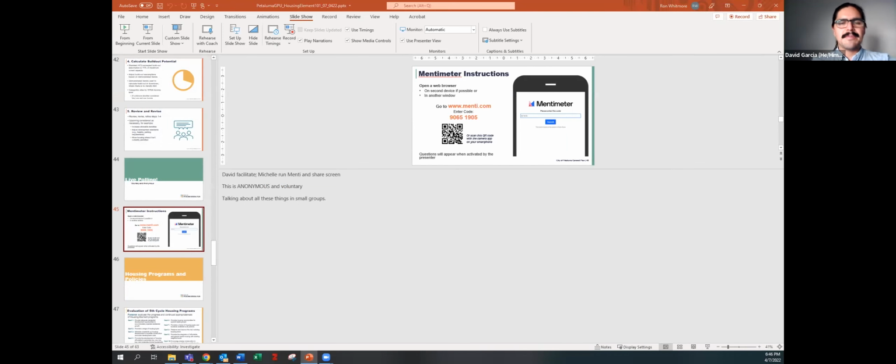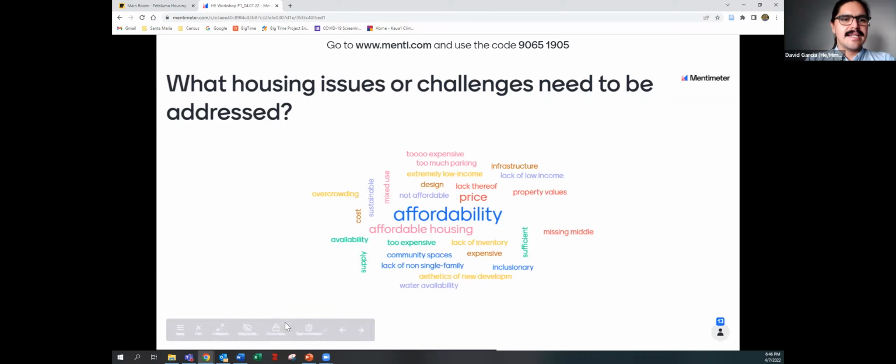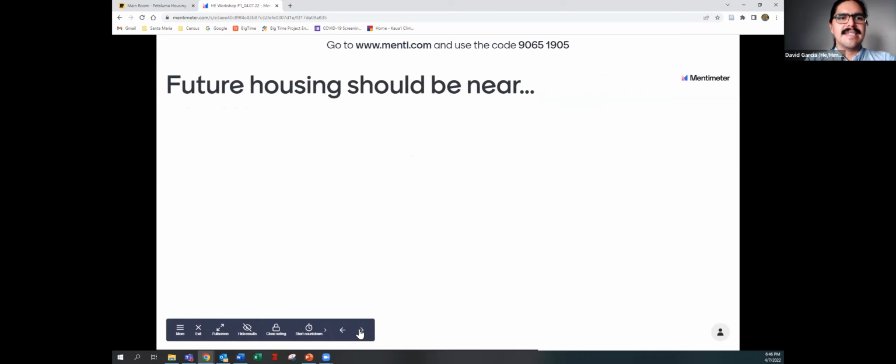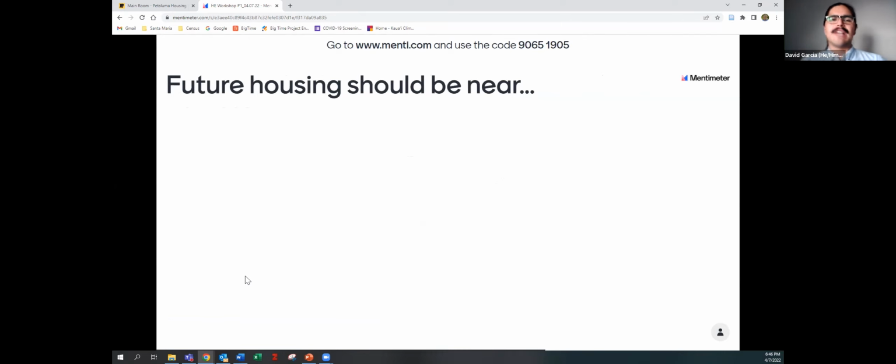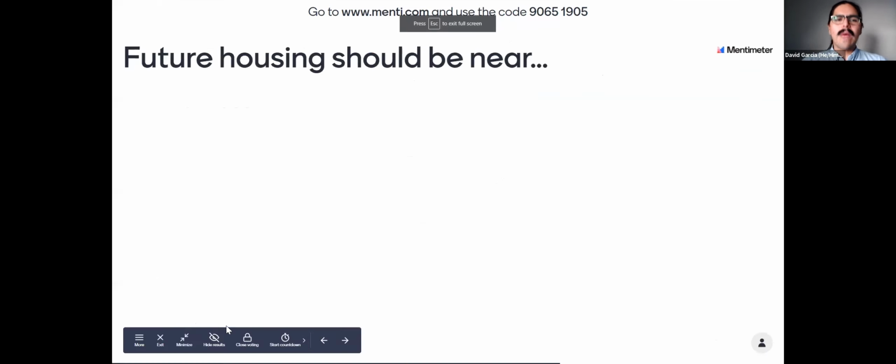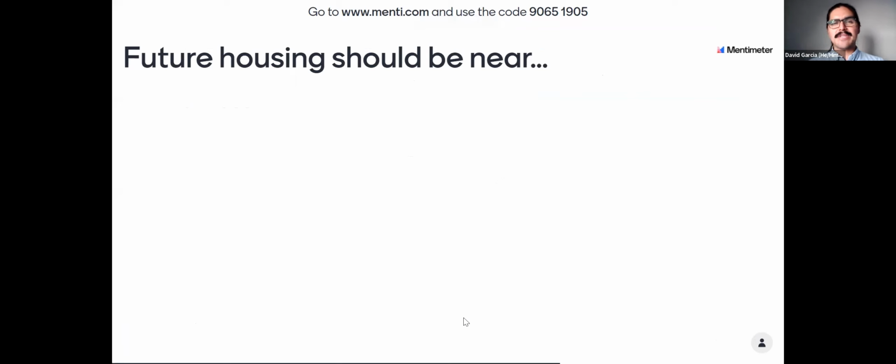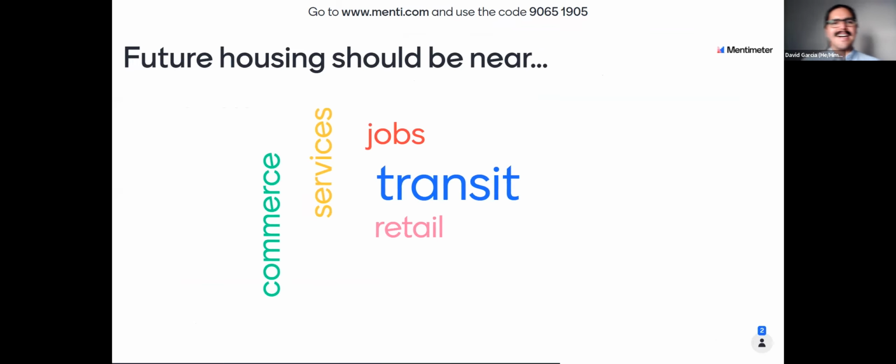And we'll give people a moment to do that. And now we're back in the Mentimeter. So another big question to see what is top of mind about where we should put housing is completing the sentence. Future housing should be near... What are the big things that come to your mind about our future housing in Petaluma that we should consider as we work on our site inventory?